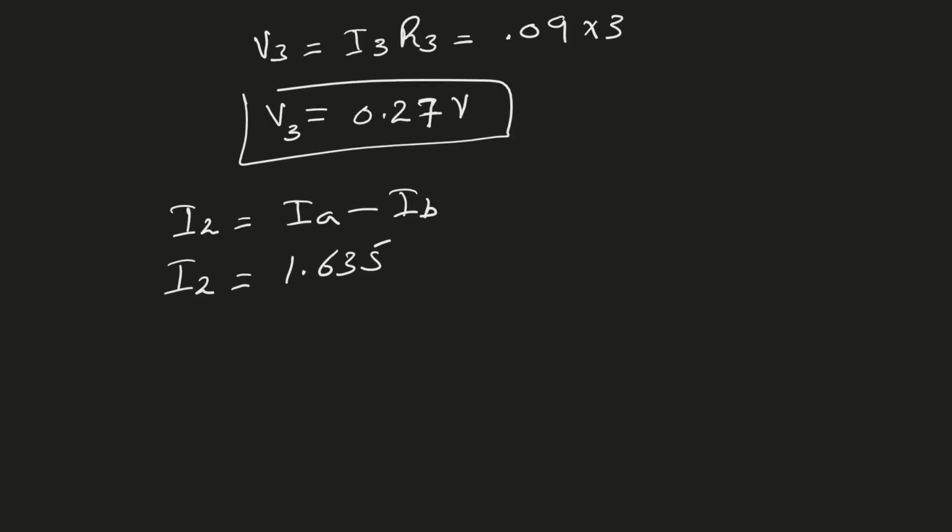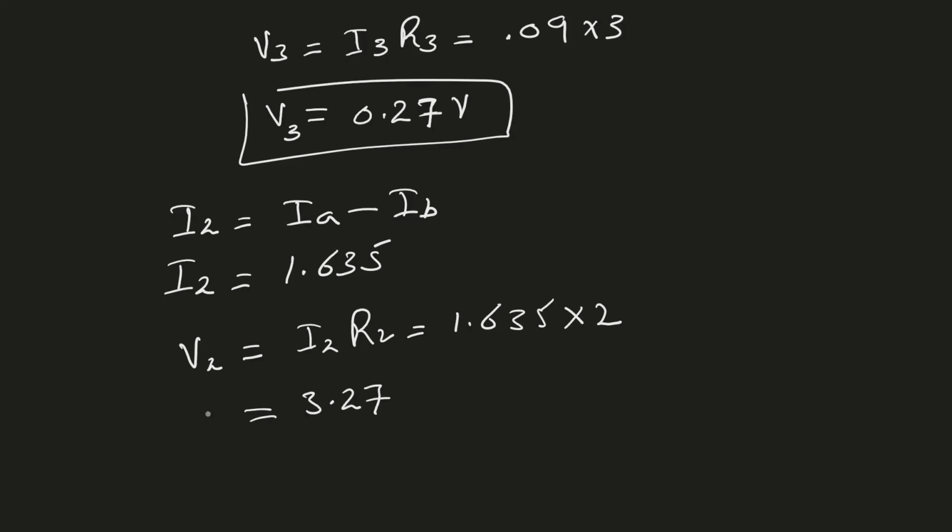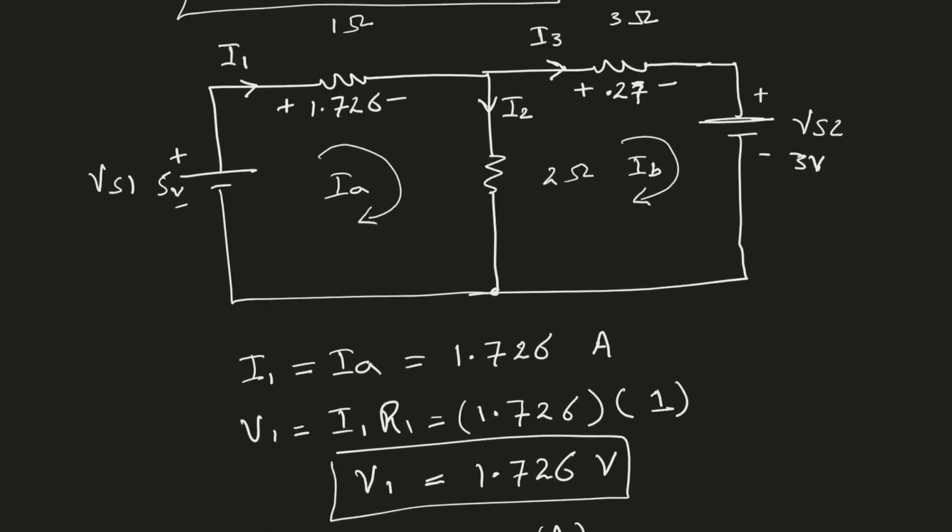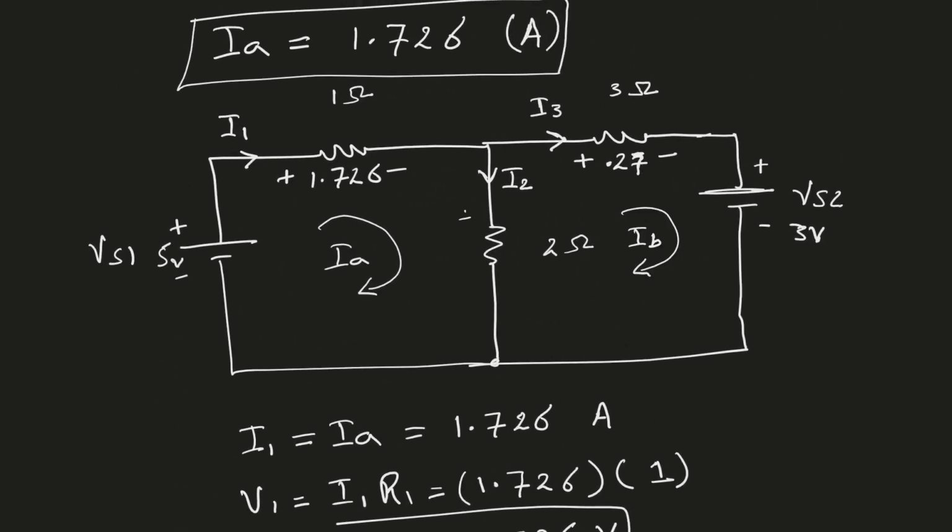If this is the value of I2, then the voltage drop across R2 will be I2 times R2, which is 1.635 times 2, and V2 will be 3.27. So that will be our V2, 3.27. So let me write it here. I have 3.27. Okay, so we have found all the values in the circuit, and now you can take a look and see if everything makes sense.